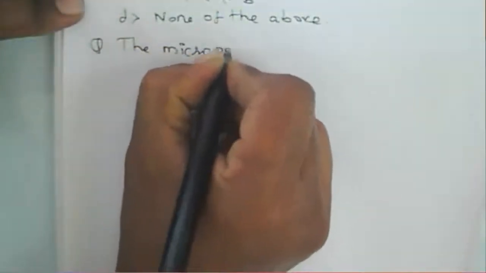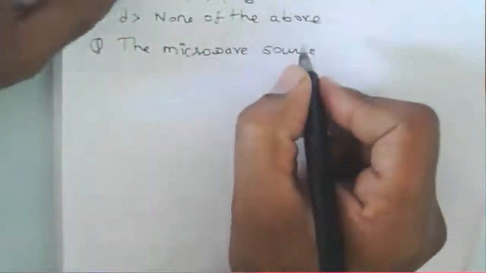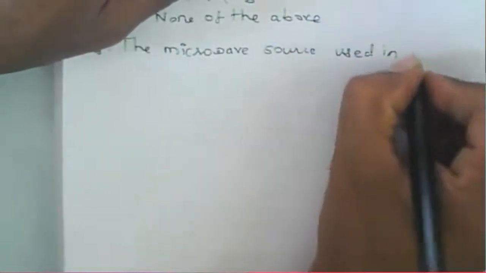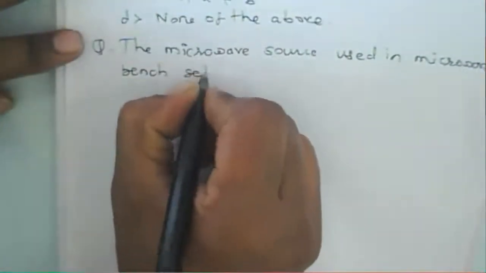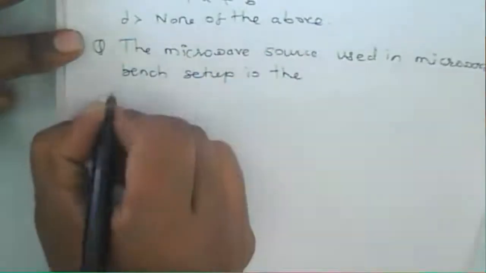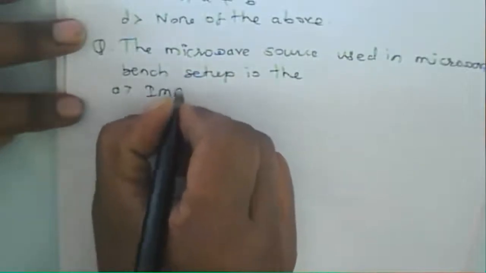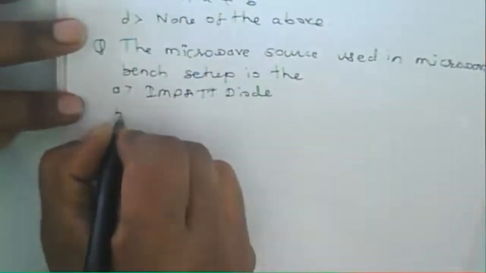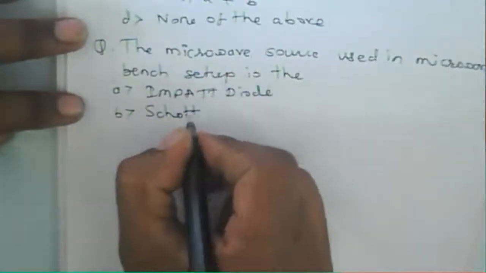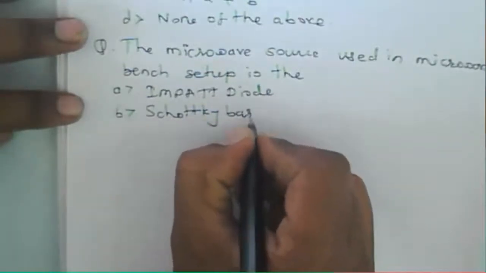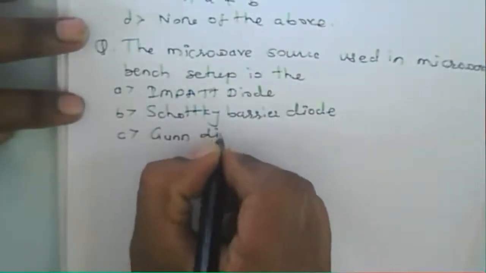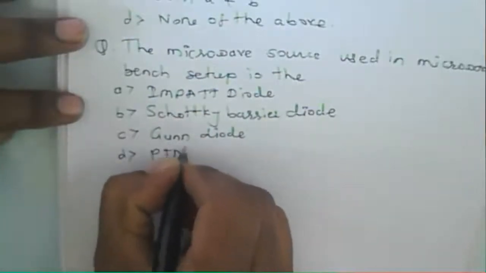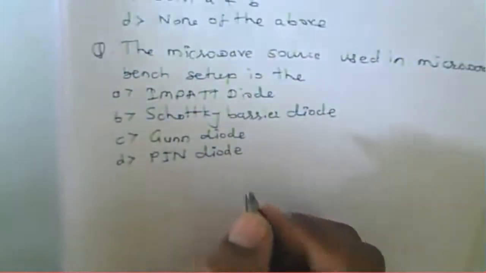Next, the microwave source used in a microwave bench setup is: A, IMPATT diode, B, Schottky barrier diode or Schottky diode, C, Gunn diode, D, PIN diode. What is the answer for this question?